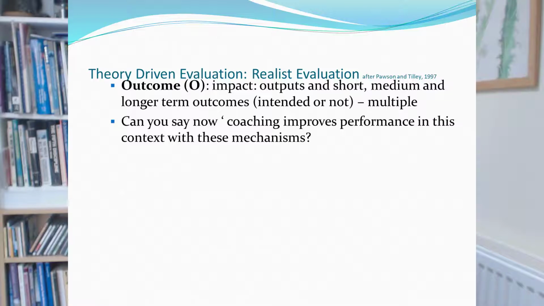And then we think about the outcomes. So the impact, the outputs, short-term and medium-term, longer term, and they include intended outcomes as well as the ones that aren't intended. So there's multiple levels of outcomes that might be there. And can you say at the end of exploring the context, the mechanisms, and the outcomes, coaching improves performance in this context with these measurements? That would be the conclusion of the realist evaluation.